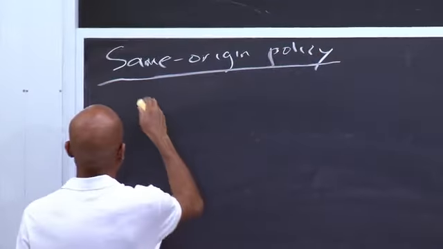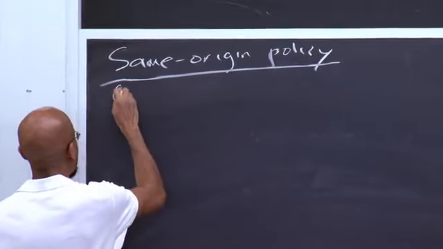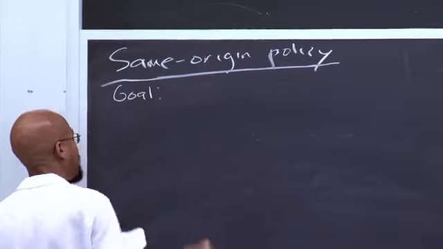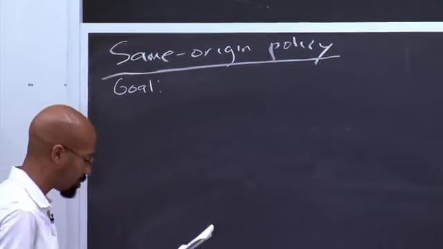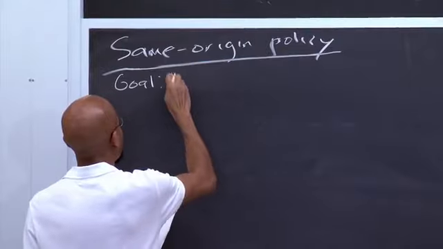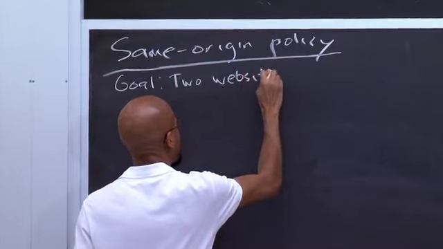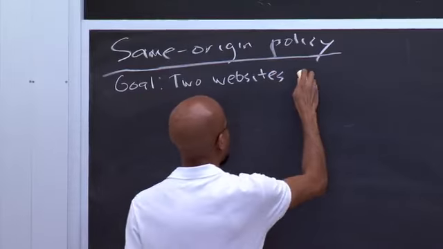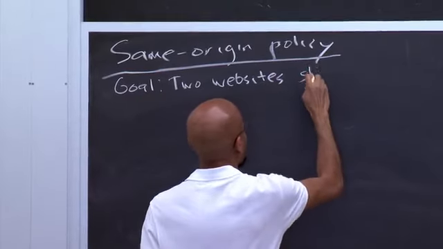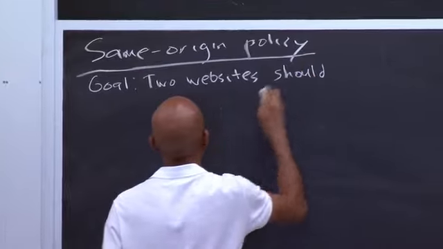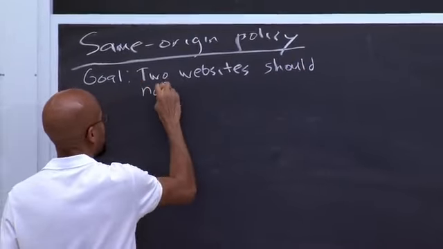And so there's sort of this vague goal, right? Because a lot of things with respect to web security are kind of vague because nobody knows what they're doing. But the basic idea is two websites should not be able to tamper with each other unless they want to.